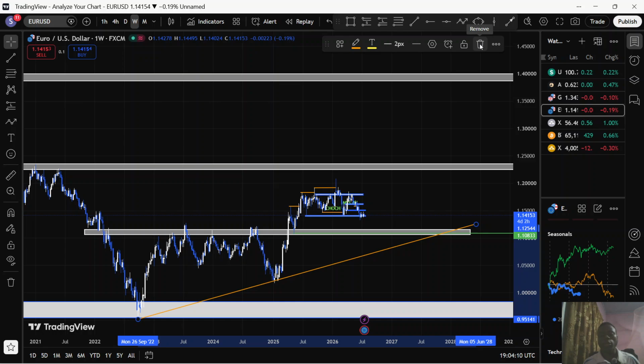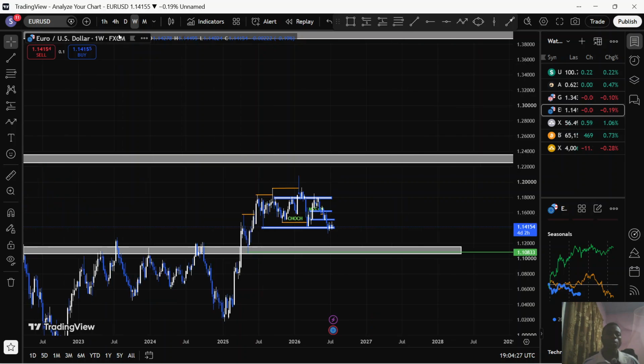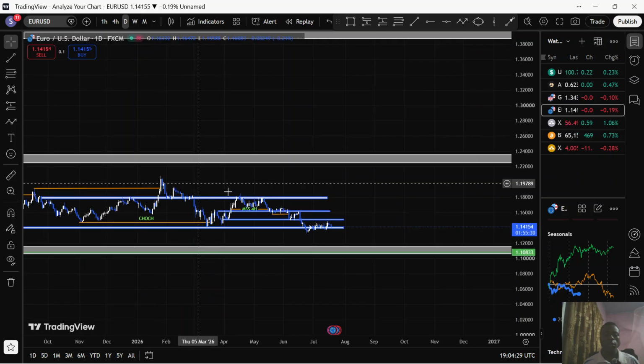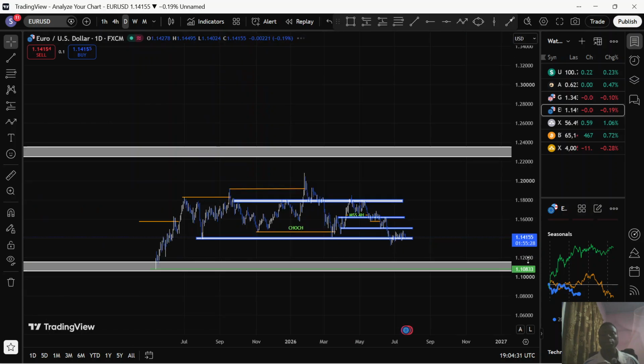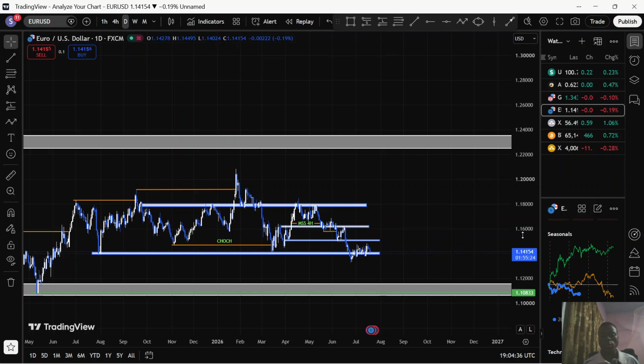So for now, I'll be expecting Euro USD to drop all the way down here before moving to the upside. But I can't trade on the weekly time frame, so I'm going to drop down to the daily. This is my current trend. Anything below this daily, I'm looking for entries.